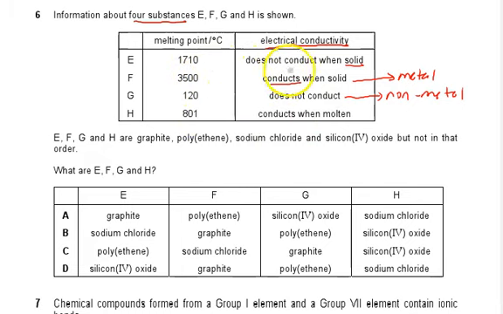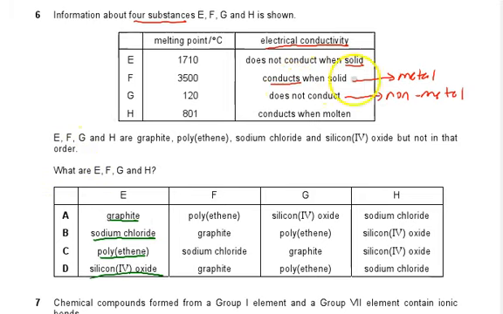Now let us look at the options they have. If you look at graphite, they do conduct electricity when in solid. Polyethylene is a non-metal and does not conduct electricity in solid or molten form. So here we have 4 choices: graphite, sodium chloride, polyethylene, and silicon oxide. Is there any other than this? No.